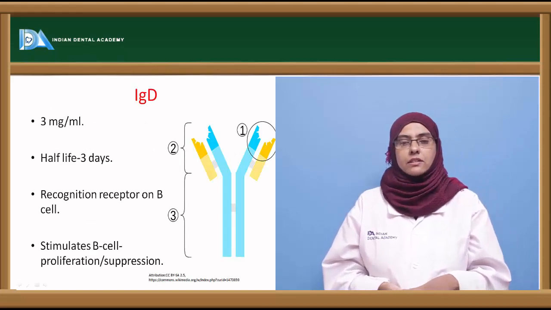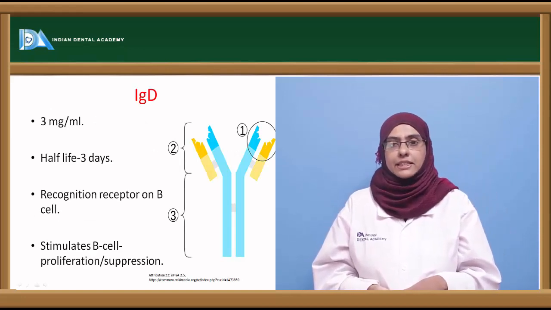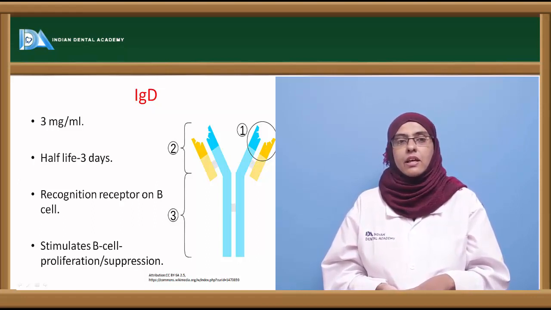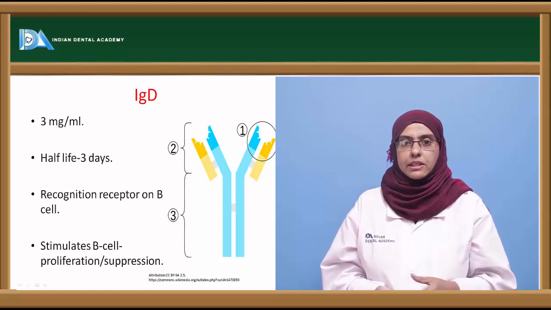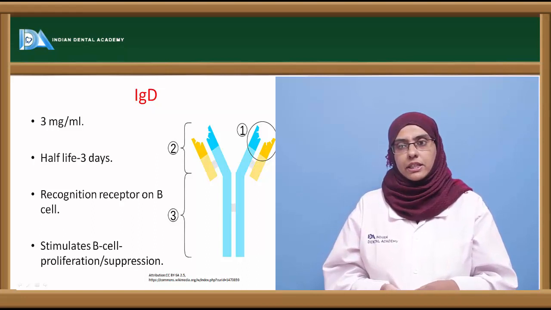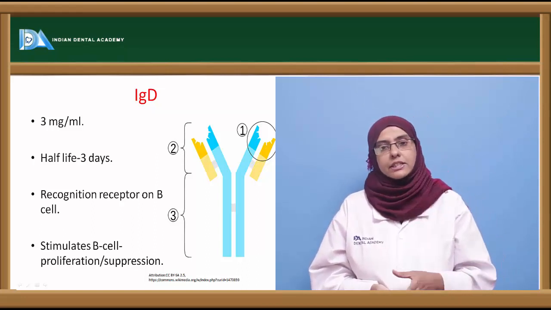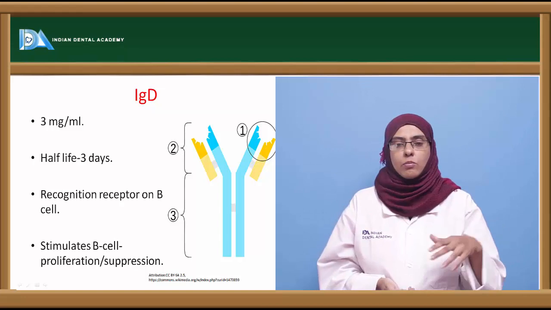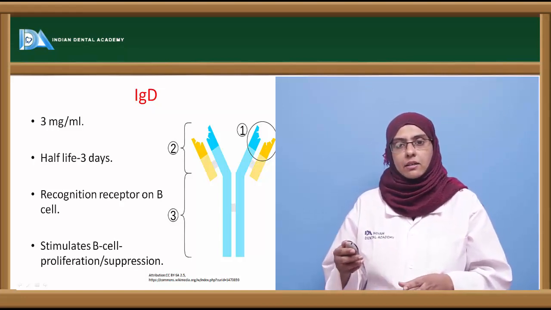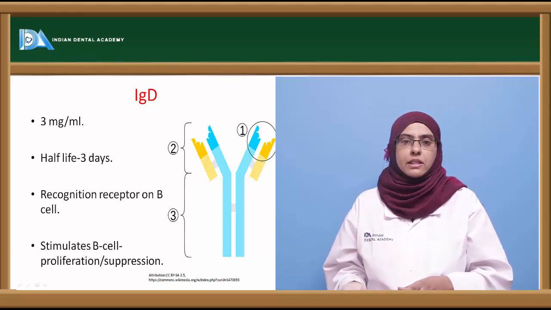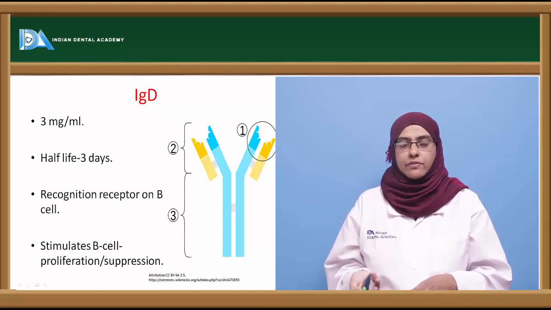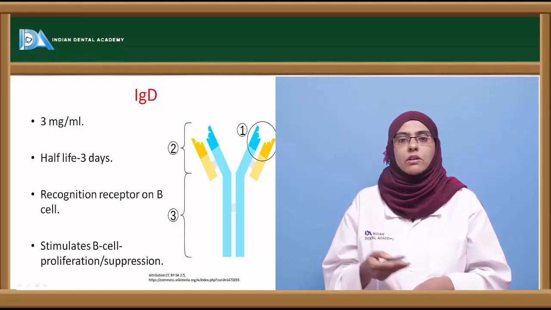Next, the important class of antibody molecule is the IgD. Very little IgD can be seen, and very few biological properties are contributed by this IgD. It is only about 3 mg per ml, and the half-life is only about 3 days, and it also acts as a recognition receptor on the B cell, similar to the monomeric IgM expressed on the B cell. It helps to either proliferate a B cell or suppress a B cell depending upon the antigenic selection, whether the B cell has to undergo proliferation or suppression. So that is what is called clonal selection.